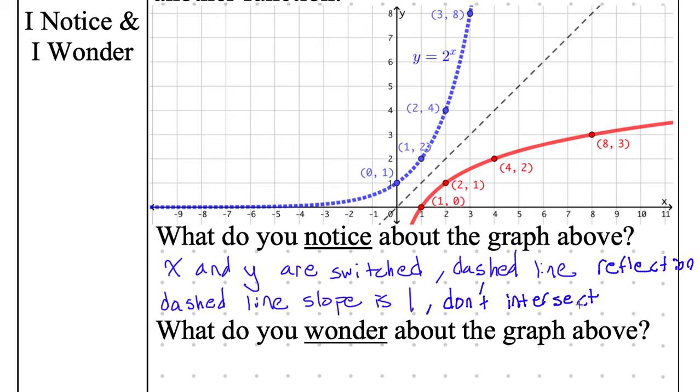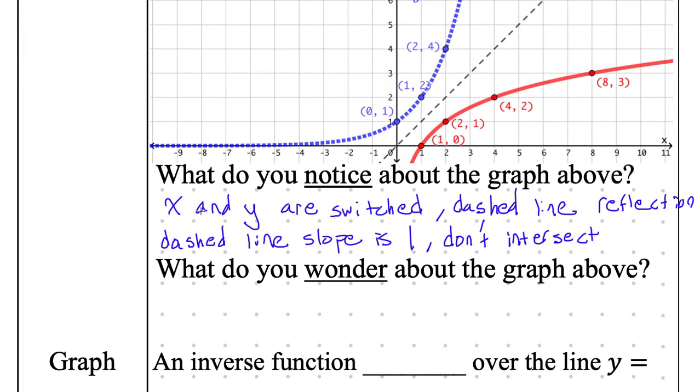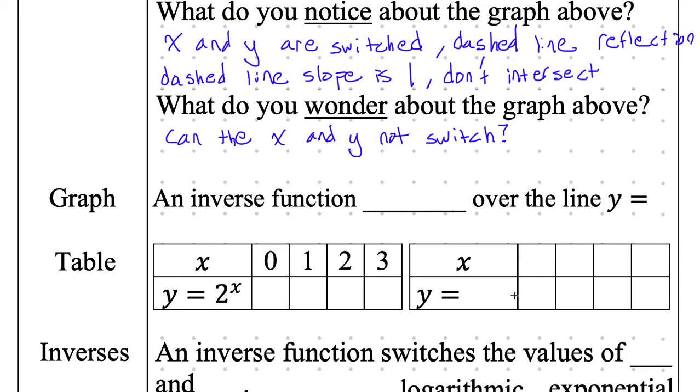All right, go ahead and take a seat. So the question I will write down is, can the x and y not switch? For my notes. All right, so here is the big reveal. There should be no more talking now that I'm back into teaching mode. So graph. An inverse function will always reflect over the line y is equal to x.